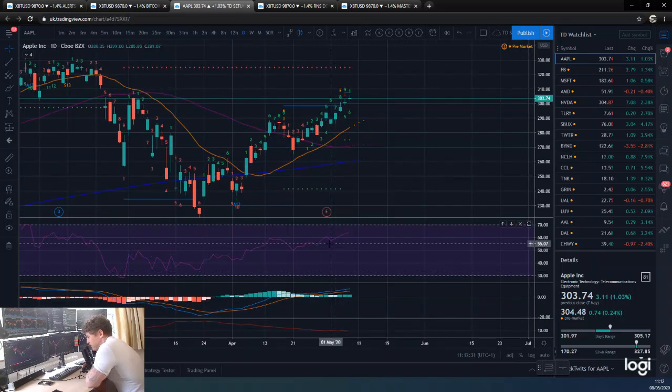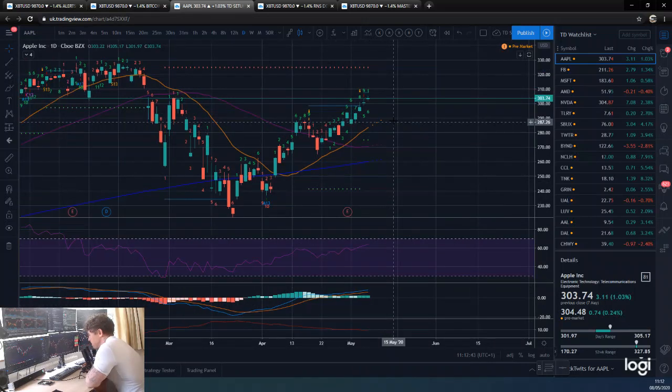RSI looking very, very constructive. MACD looking good, constructive too. The ATR, average true range, coming down as well, which is actually good. You want lower volatility for the asset to move up. So that's all looking good.